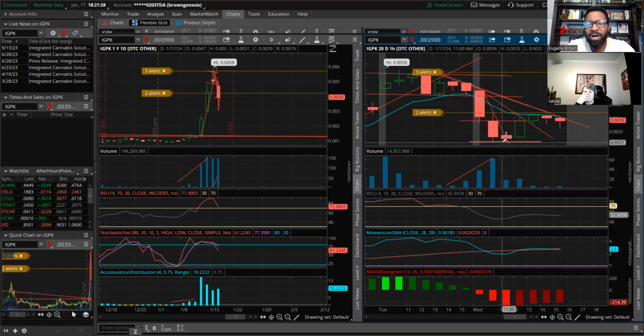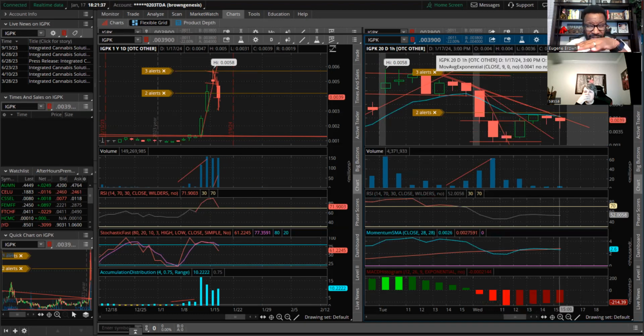So I started buying at 3.3 and 3.4. And why did I buy at 3.3 and 3.4? Because I could see it on the lower time frame, which I'll show you, that it looked like we were going to hold.